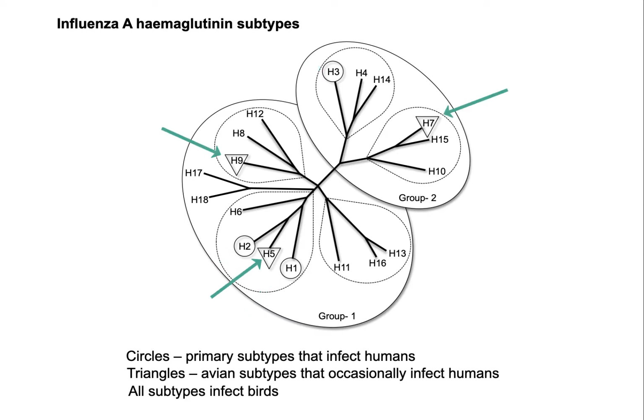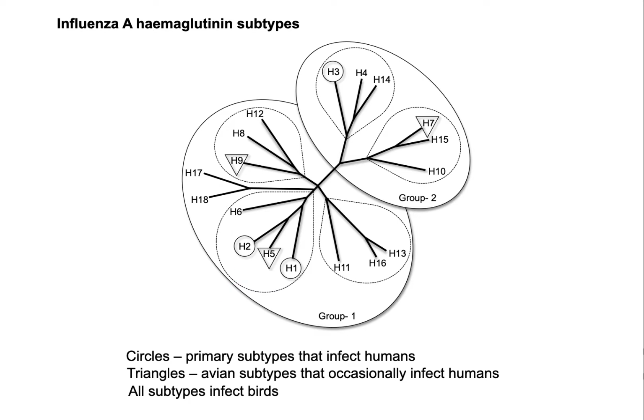The other ones in triangles, H5, H7, and H9, are mainly avian types, but they can occasionally be transferred from the bird to the humans, and in that case, they're fatal quite a bit of the time. These are the typical ones that you'd call bird flu, and H5 was the one that was such a worry, and it's still circulating today, but it was such a worry starting in the mid 2000s.